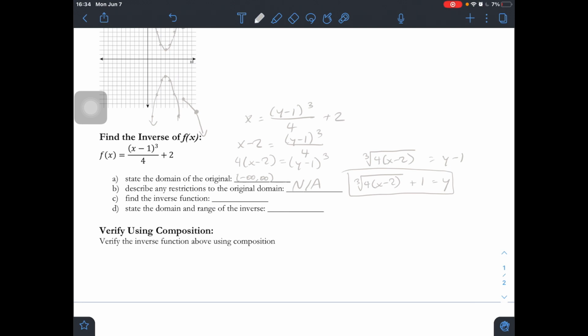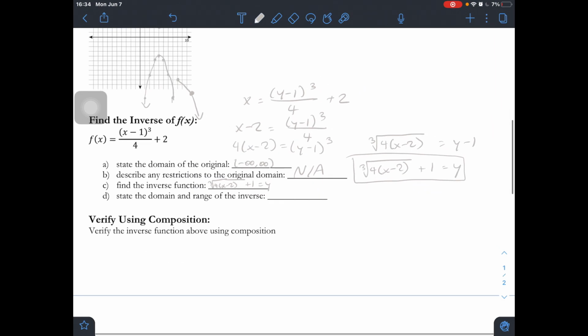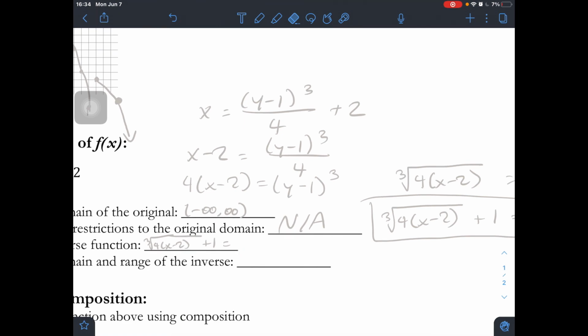And then the inverse function, it's right here. Let me just write it out again. So it would be the cube root of 4 times x minus 2 plus 1 is equal to y. Or I'll replace the y with f inverse of x. That's probably better.